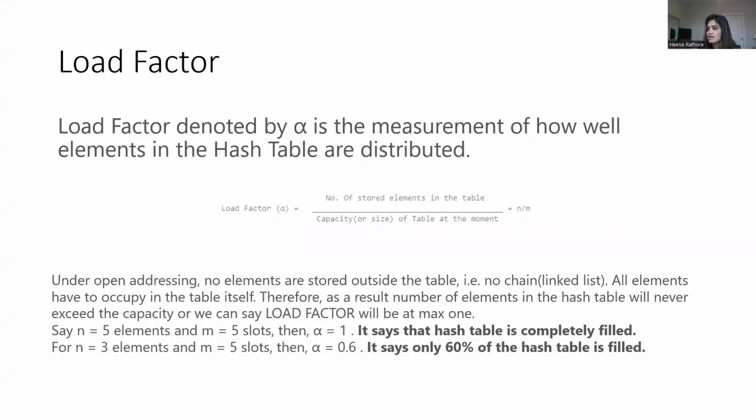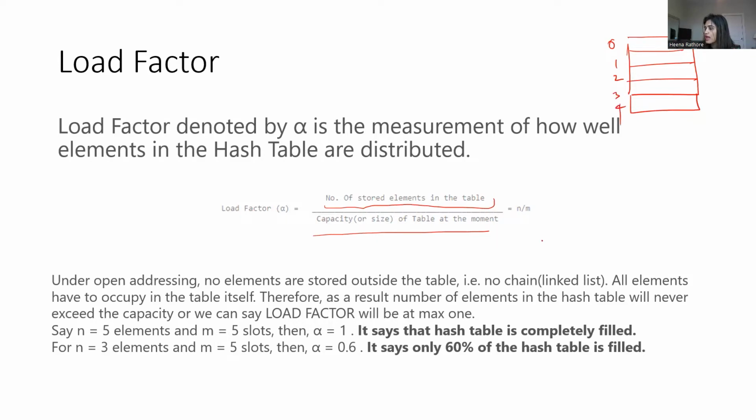The other thing is the load factor, which is used to determine how well the elements in the hash table are distributed. So this load factor is generally the number of stored elements in the table divided by the total capacity of the table, so n over m. So let's suppose you have m slots, which means that you are doing 0, 1, 2, 3, 4. I'm using a mod of m, which is mod of 5 in this case.